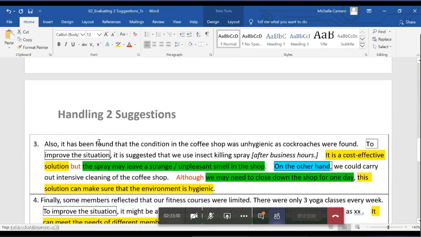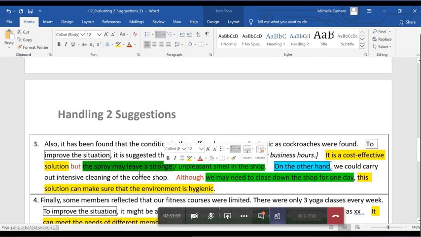Okay, we've got problem 3 here. Also, it has been found that the condition in the coffee shop was unhygienic as cockroaches were found. To improve the situation, it is suggested that we use insect killing spray, that's solution 1, after business hours. So students, right here, this is some extra detail you can add to your solution if you want to. The advantage is it is a cost-effective solution, so it's not expensive, but the spray may leave a strange smell in the shop, or you could say the spray may leave an unpleasant smell in the shop. That's the disadvantage. And they use the word but to show the relationship between the advantage and disadvantage.